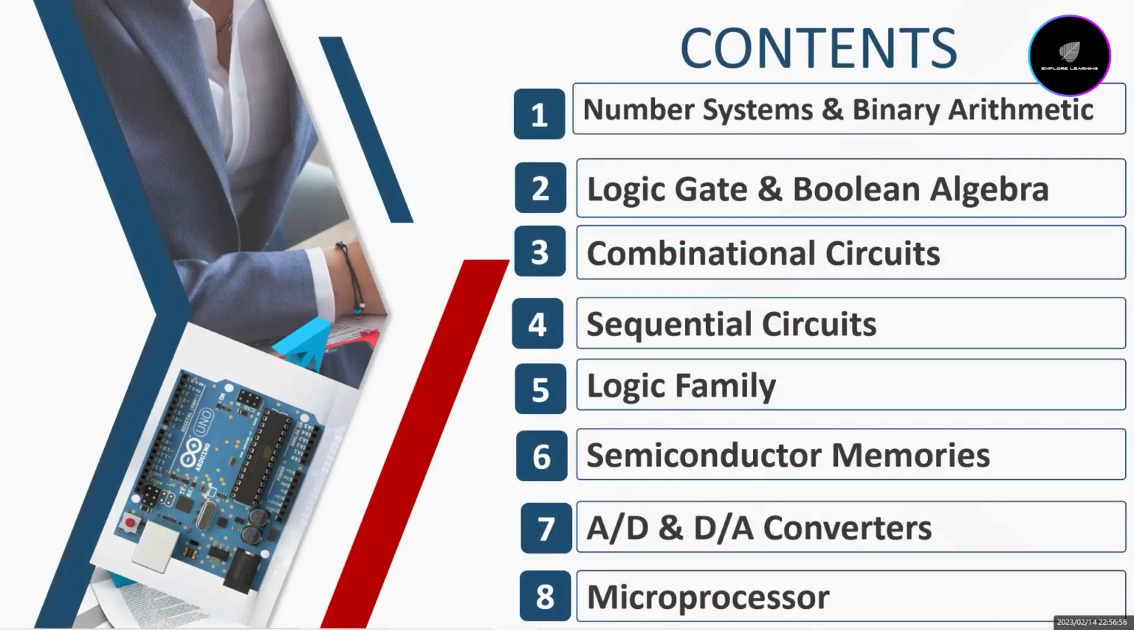Let's go straight into the topics that we're going to be covering in this course. Now, we'll talk about number systems and binary arithmetic, logic gates and Boolean algebra, combinational circuits, sequential circuits, logic families, semiconductor memories, AD and DA converters, and finally we'll be talking about the microprocessor. Now, these broad topics are broken down into subtopics. So in each of these topics, we're going to be talking about sub areas.